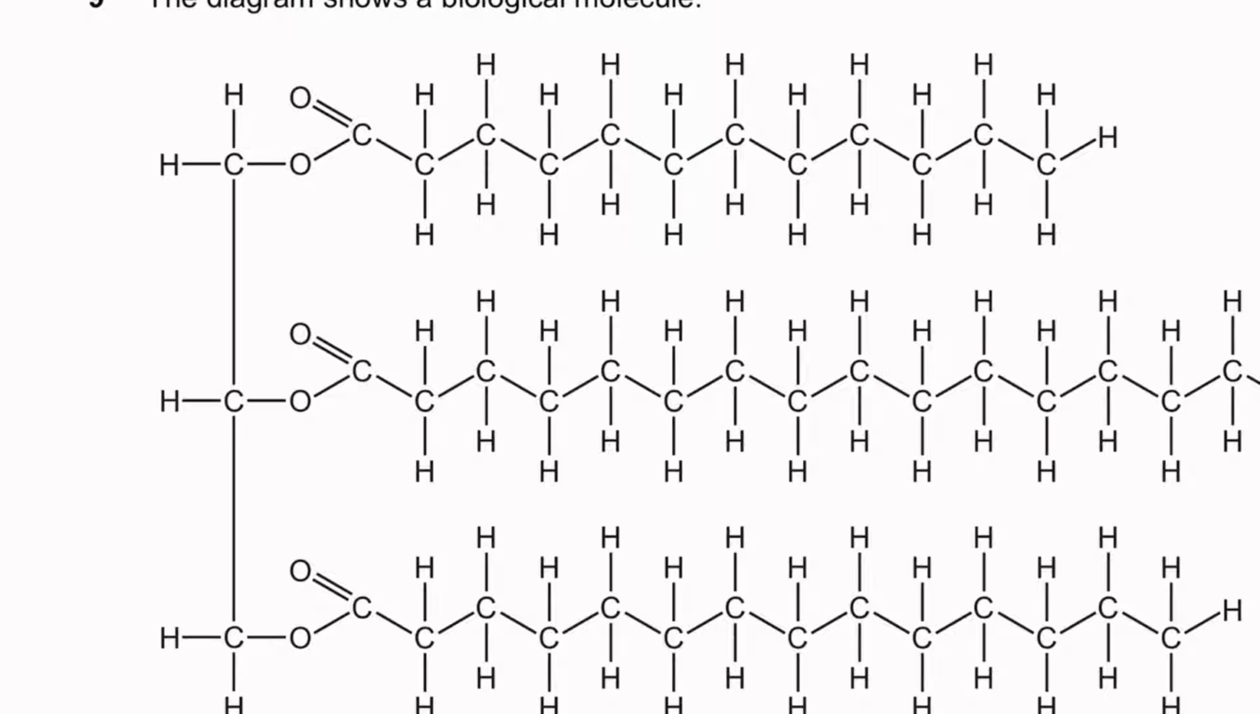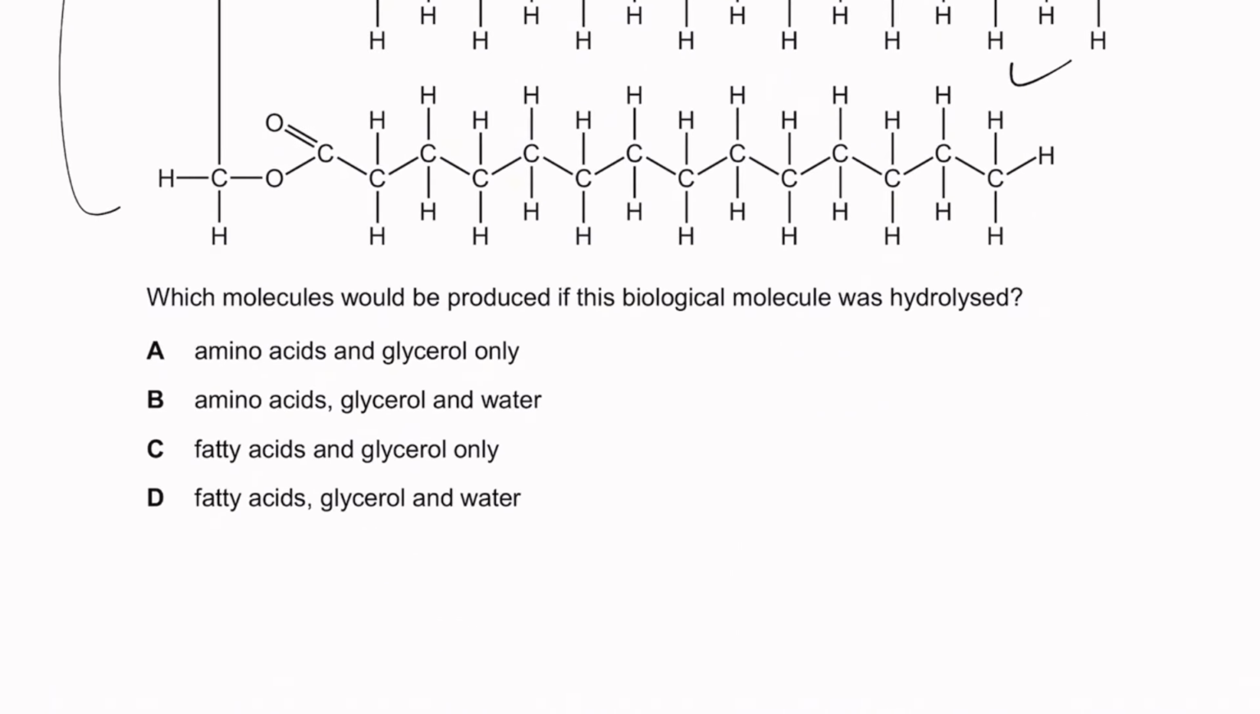The diagram shows a biological molecule. So we have a biological molecule, and we can see a triglyceride, we can see glycerol and 3 fatty acid chains. Which molecules would be produced if this biological molecule was hydrolyzed? If we hydrolyze it, we're going to produce glycerol and 3 fatty acids.